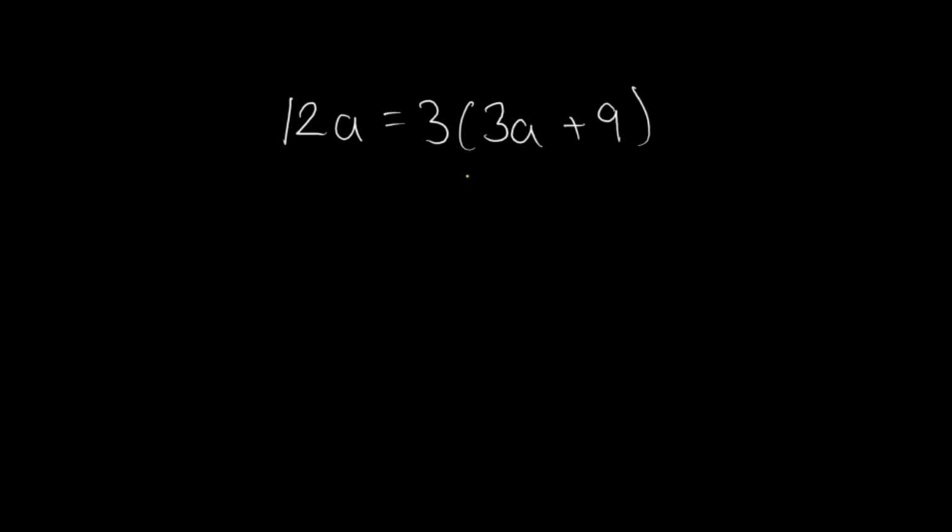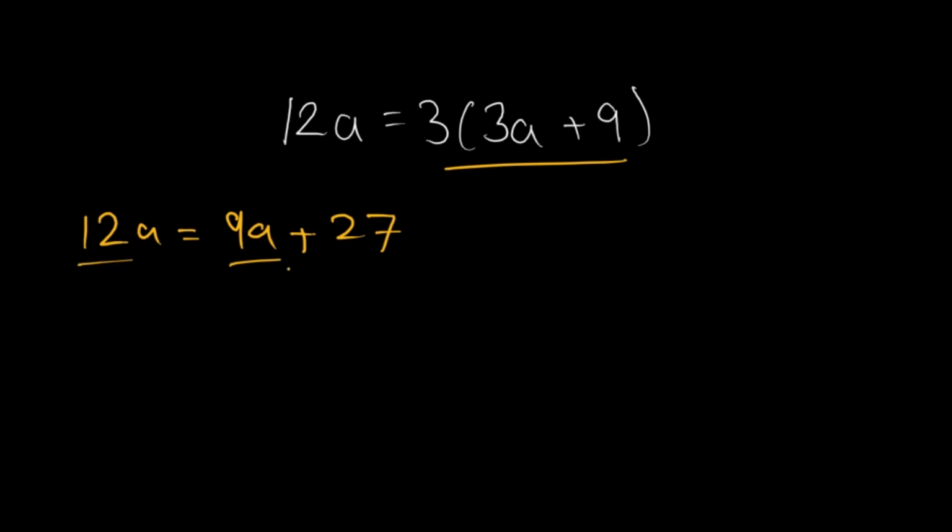Number 2, 12a equals 3 bracket 3a plus 9 bracket. So first step, we're going to have to expand the brackets. So 12a equals 9a, 3 times 3a, and then plus 3 times 9, plus 27. Put the a's on one side of the equation, so put the terms on one side. So 12a minus 9a equals 27.